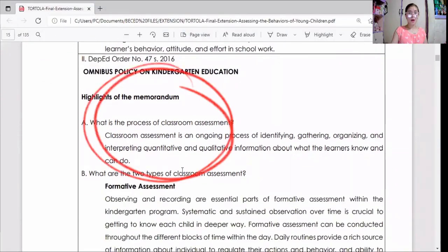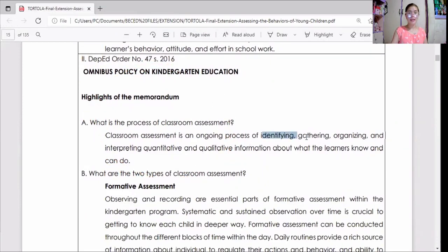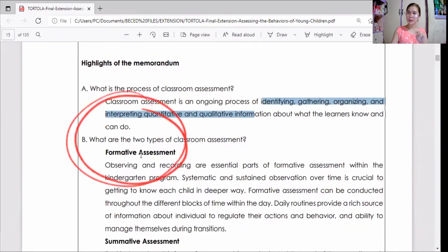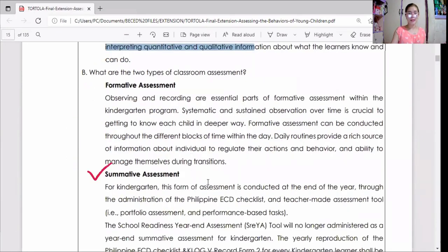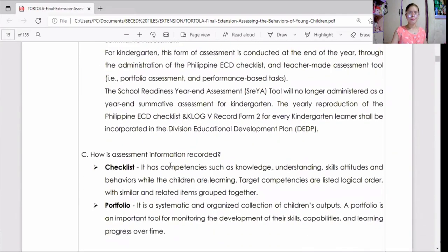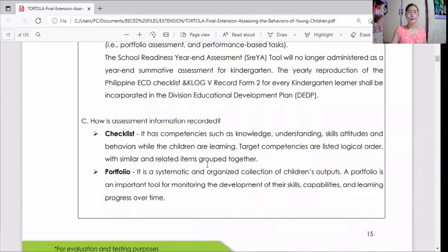Now, what is the process of classroom assessment? So it's more on identifying, gathering, organizing, and interpreting the data. What are the two types of assessment? I have already mentioned formative assessment and summative assessment. And then, how is assessment information recorded? It is through checklist and portfolio.